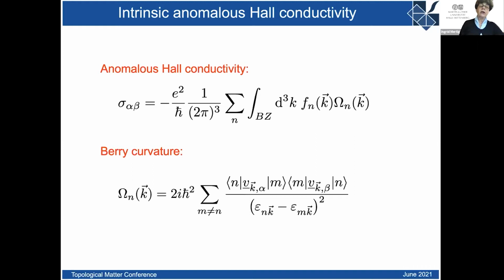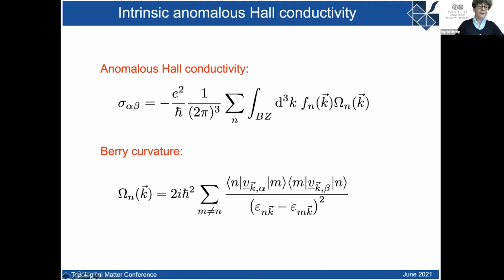And the Berry curvature here can be calculated by this formula. I don't want to go into detail, but from this formula you see this is the sum over all bands. But you observe a Berry curvature for a certain band by the influence of all other bands. This is what this special sum means. And these are special matrix elements that you have to calculate with the velocity operator.